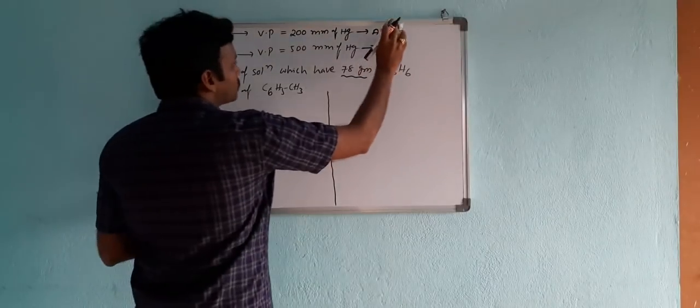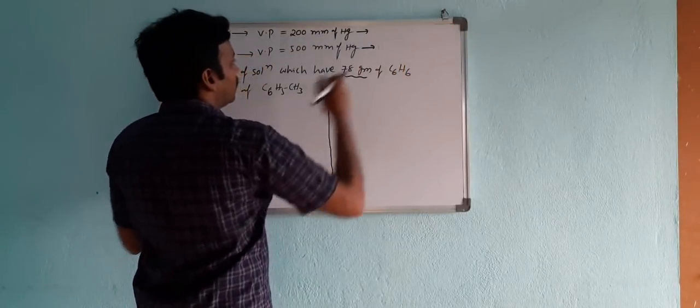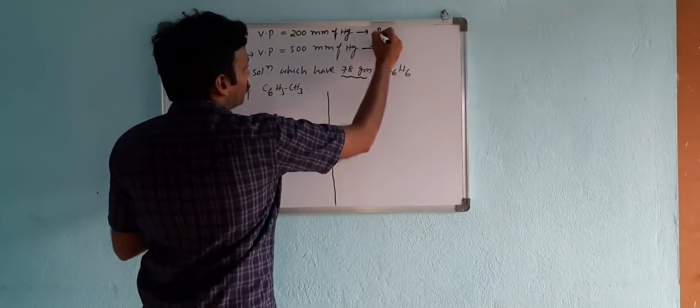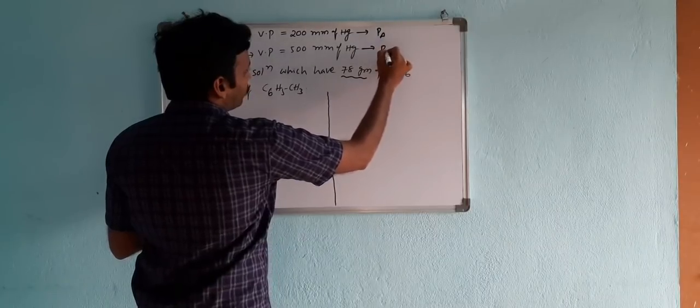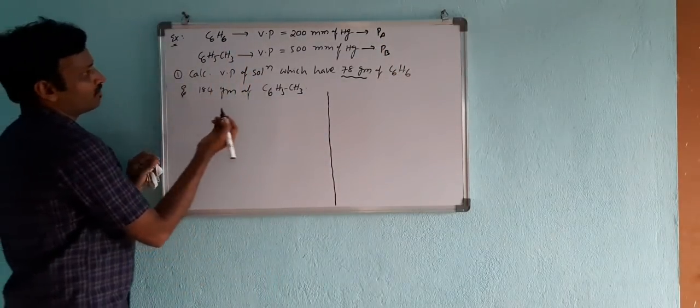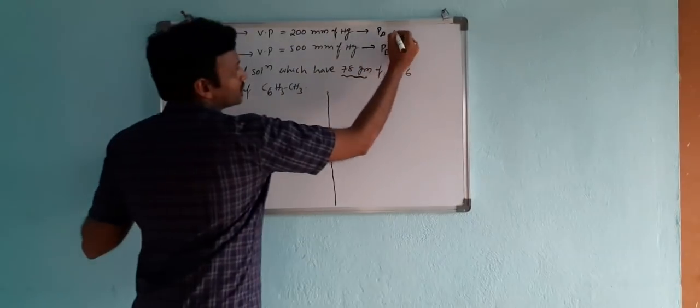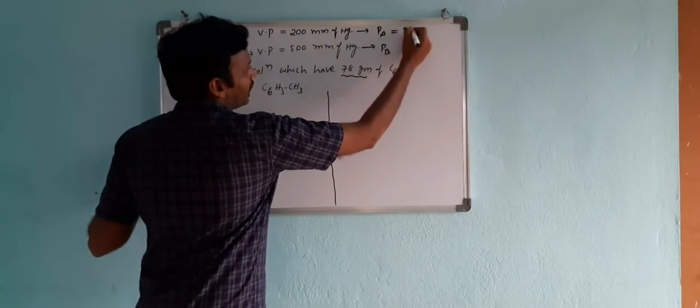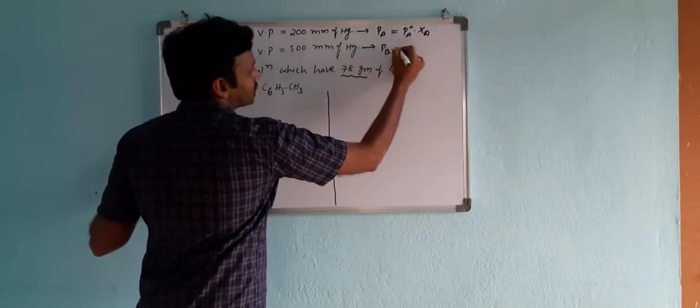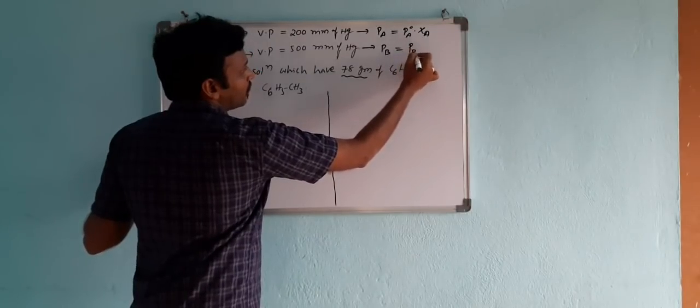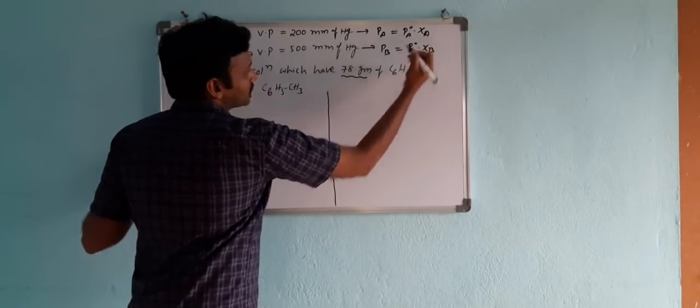So this is B, which means you have, suppose, PA and PB here. So how to have PA and PB? You know, PA is equal to PA naught into Xi. Same, PB is equal to PB naught into Xi.